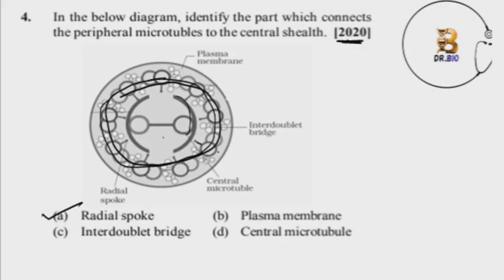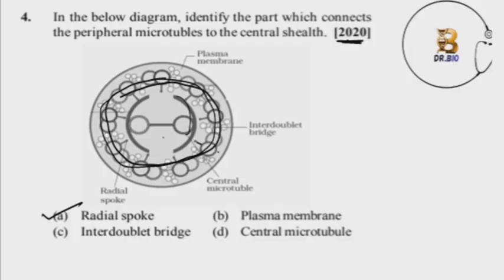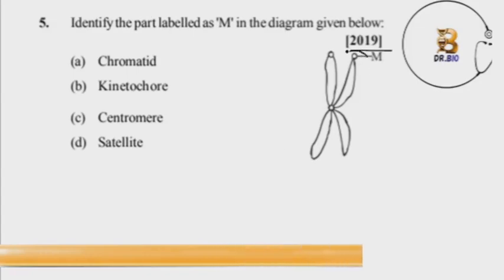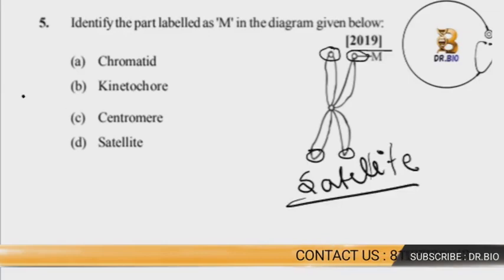Next, moving to the next question. Identify the part labeled as M in the diagram given below. So this is also a diagram based question which was asked in 2019 KCET. As they said, they have named this particular portion as M. Here at the edges we will be having something called satellites. Satellite structures will be there at the telomeric region. So satellite is the right answer.